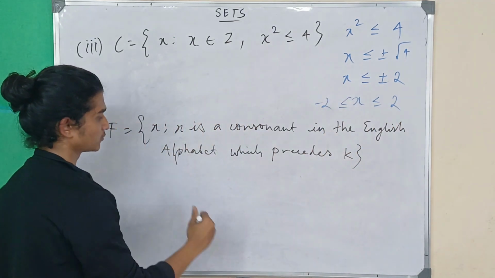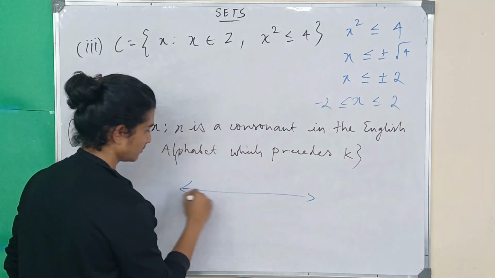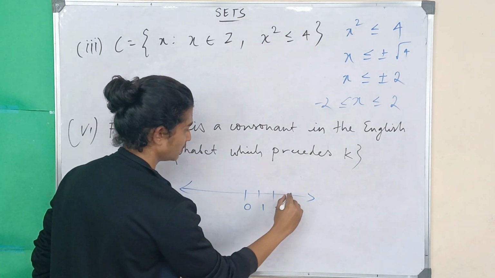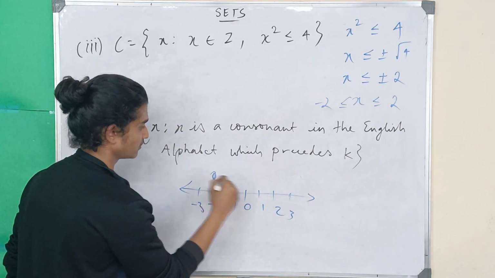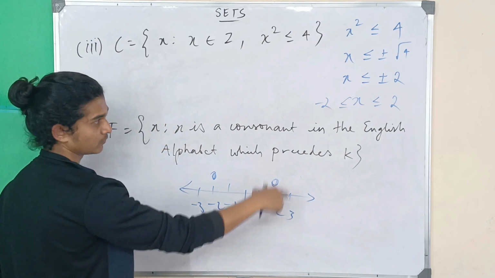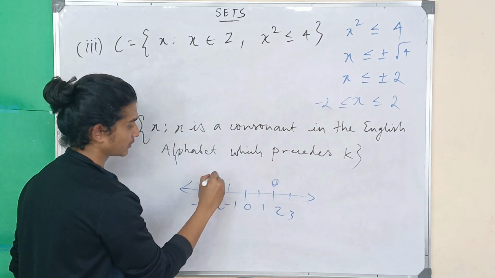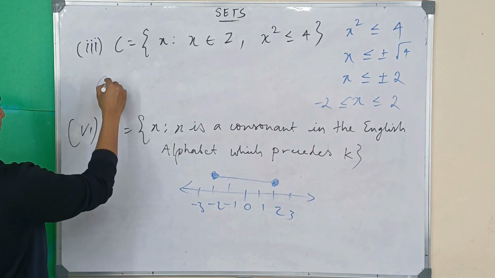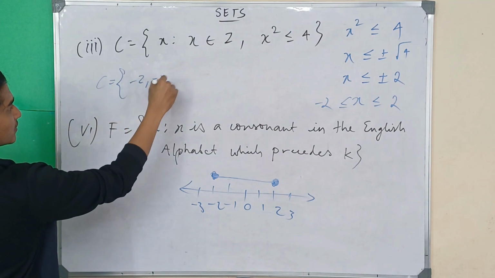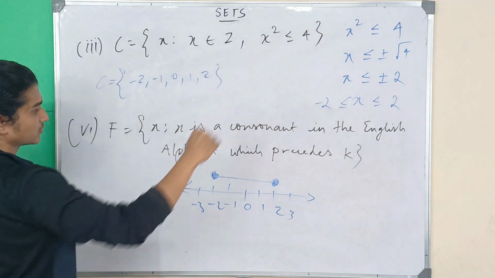including those two numbers. So if I want to write in number line, it's going to look something like this. So 1, 2, 3, minus 1, minus 2, minus 3. So starting from minus 2 to 2, and then the equal to sign is there. So I need to include these two numbers, and then write the number line. So my C equal to minus 2, minus 1, 0, 1, 2. So this is my set.